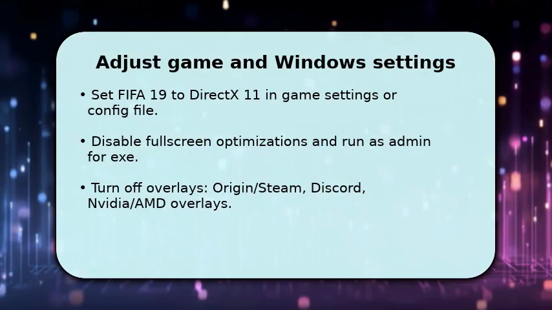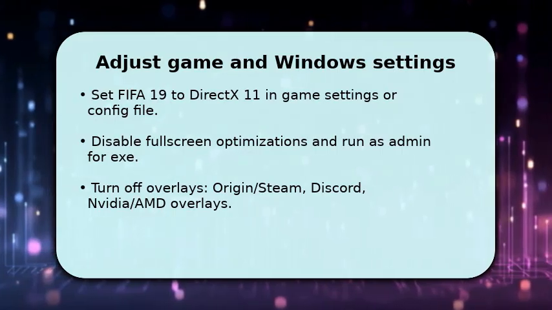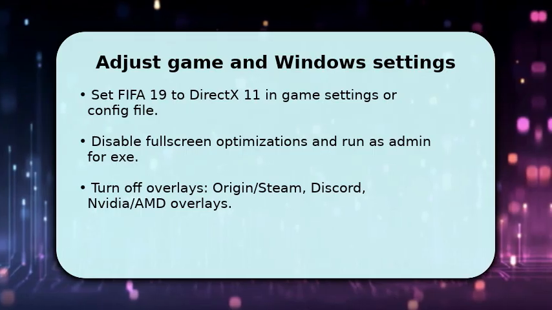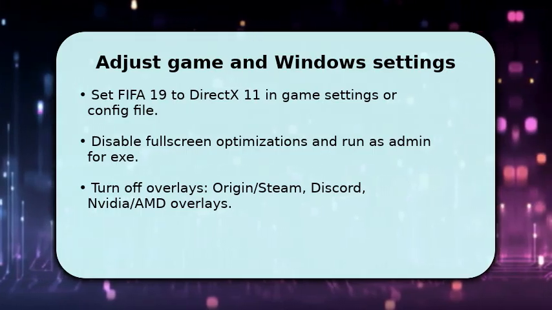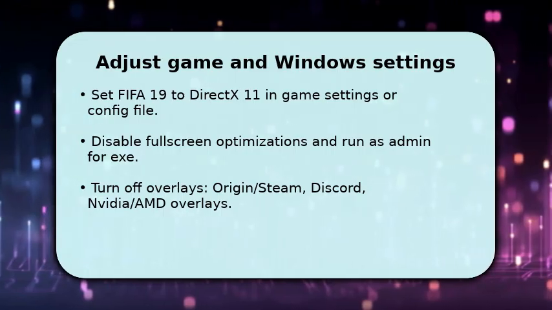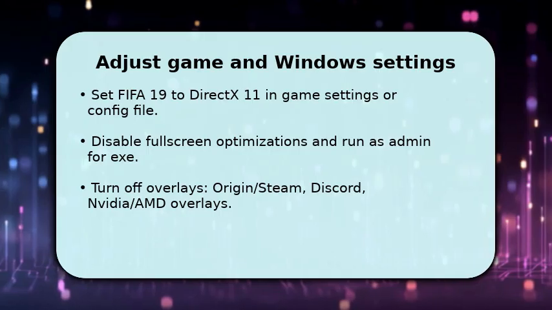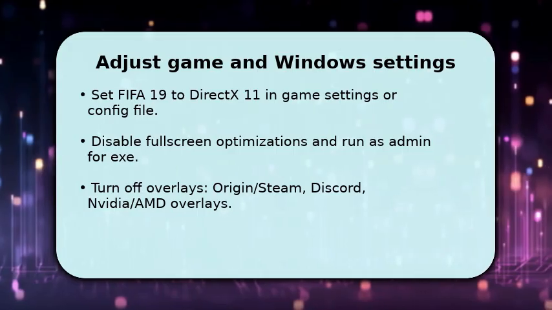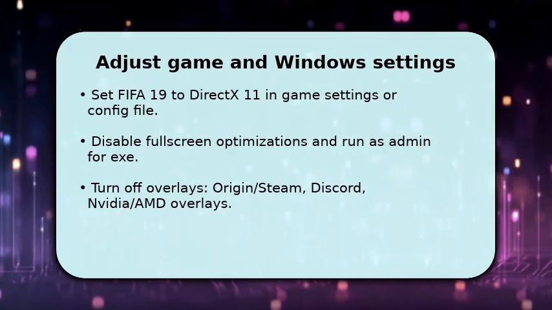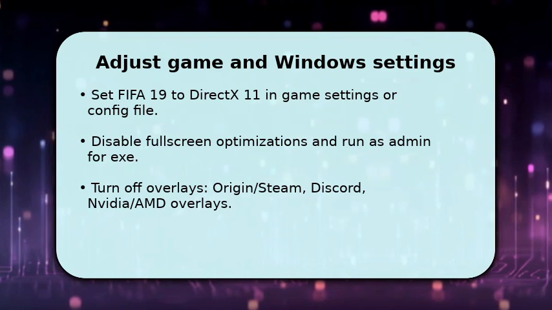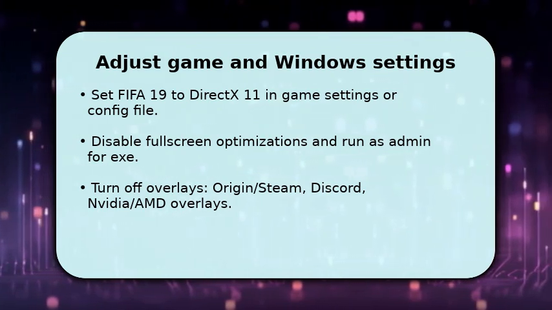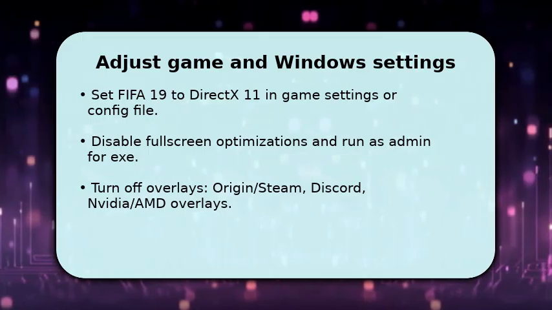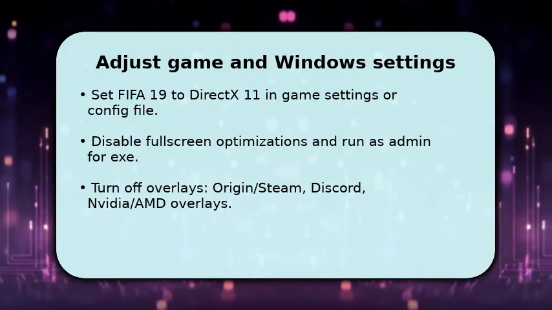Now modify both game and OS settings to ensure DirectX calls succeed. In FIFA configuration, force DirectX 11 if the launcher offers the option. Otherwise, edit the config file to set DirectX 11 mode. Then, right-click FIFA.exe, disable full-screen optimizations, and select Run as administrator so permission issues don't block DirectX. Also disable overlays from Origin, Steam, Discord, and GPU software, because overlays can intercept graphics calls. These changes reduce conflicts and let DirectX execute expected functions reliably.